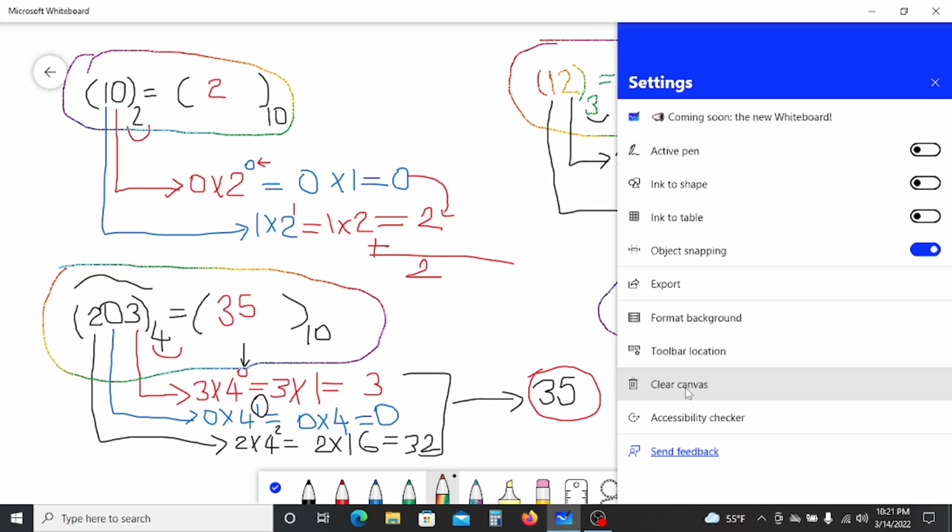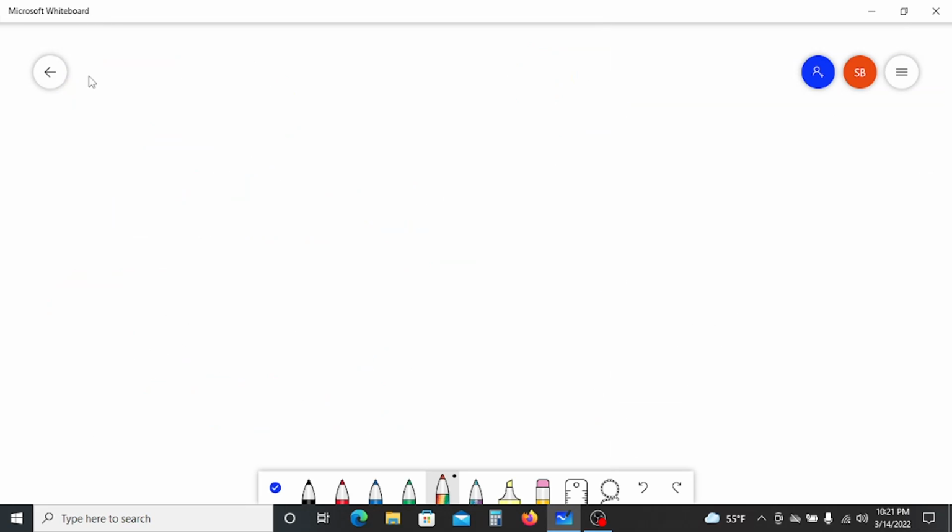Let me clear the screen and try to put a couple of examples. For example, this starts 1 0 1 1 in base 2. Okay, how much is it in base 10? We will do similar calculation techniques.